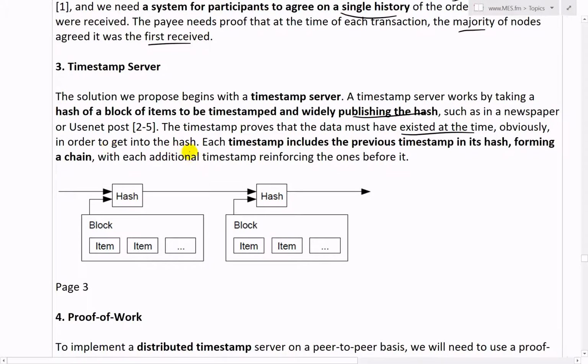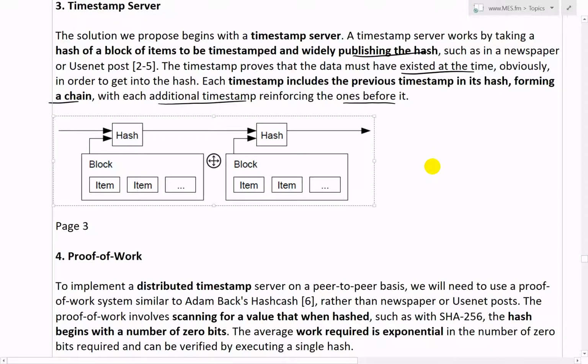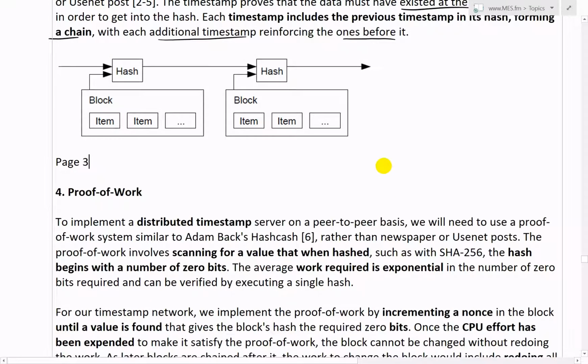Each timestamp includes the previous timestamp in its hash, forming a chain. So you have hashes that include the previous one, and that one has a previous one, and that one has a previous one, with each additional timestamp reinforcing the ones before. So you have a long chain of hashes that include the timestamp of each one, and going further.